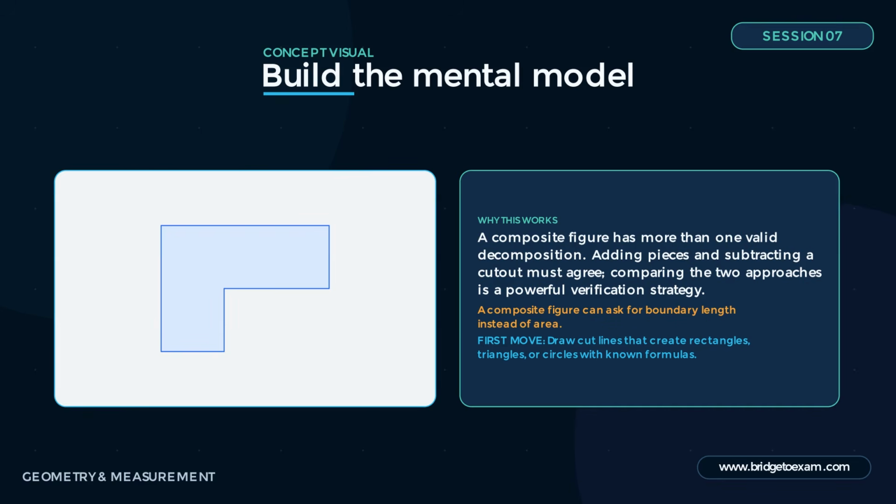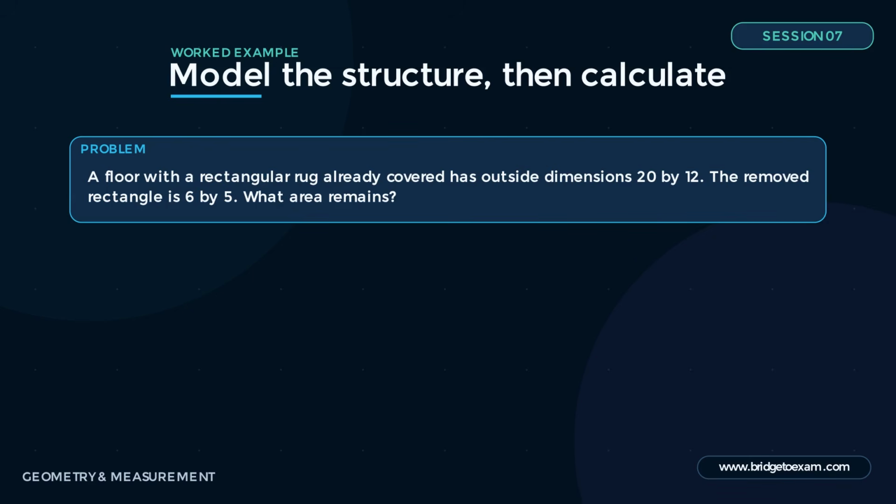Finally, add included pieces or subtract holes, then compare with the area of a bounding rectangle. Do not skip the final check simply because the calculator produced a number. Let us model a complete example.